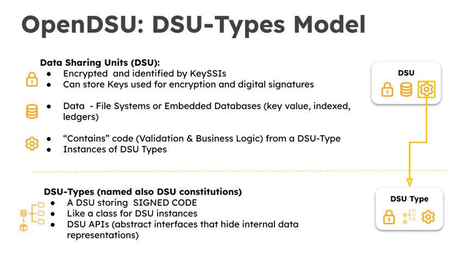A system using data sharing units, DSUs, needs to carefully consider the different types of DSUs it will use, essentially acting as data models. Each DSU type defines what kind of data it can store. It's also possible to include code within a DSU, although this is less common due to the security risks associated with mobile code. Nevertheless, there are effective applications for this.